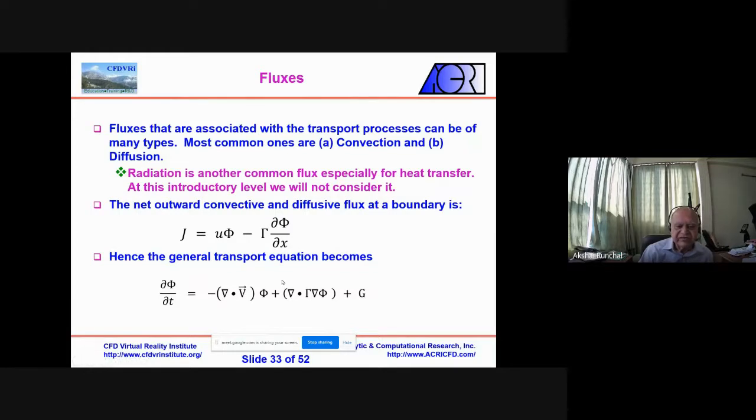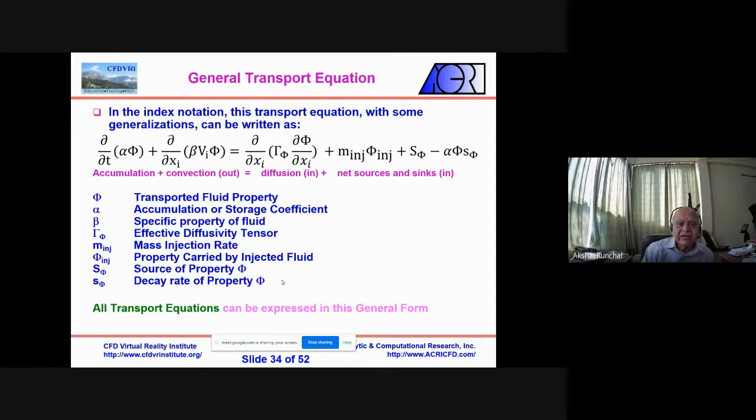We haven't said this is for momentum. We haven't said this is for temperature or for species. This is for anything that can be moved by convection and diffusion. If it moves some other ways, those terms will be added. So in index notation, this transport equation can be written as accumulation, convection, which I've separated from diffusion and brought to this side, convection out, diffusion in, and sources, which are of different kinds and have been generalized now because there are many kinds of sources that we deal with.